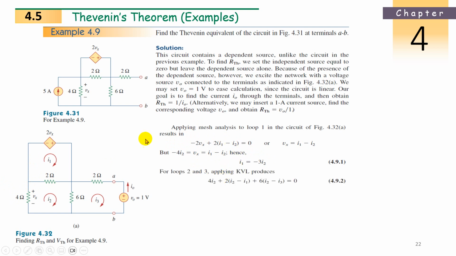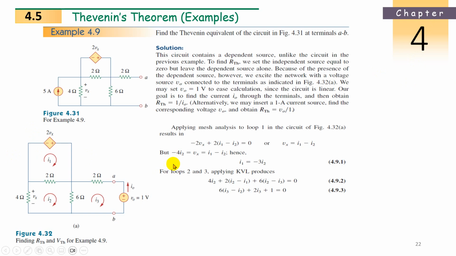Now find from loops 2 and 3. Loop 2: plus 4I2, plus 2(I1 minus I2), plus 6(I2 minus I3). Now substitute I1 in terms of I2. Another equation from loop 3: 6I3 minus I1, plus 2I3. Now what is the voltage here? 1 volt, V0 actually. Entering the plus terminal, so plus 1 equals 0.